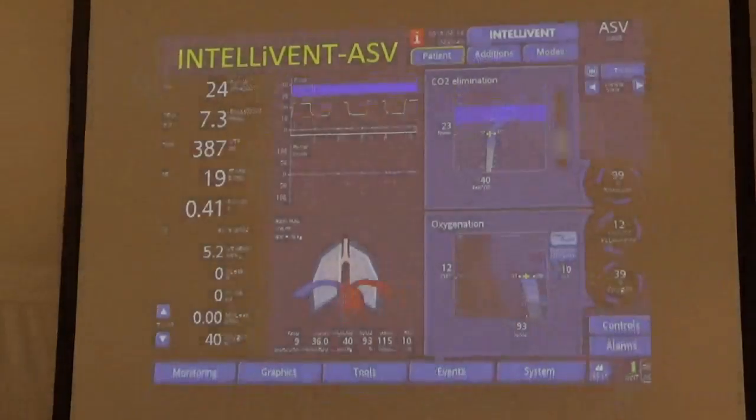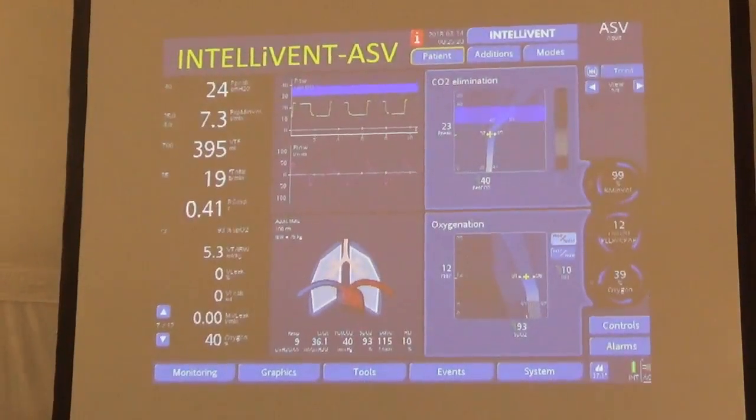So how can closed-loop ventilation help? INTELLIVENT-ASV is a full closed-loop ventilation mode that manages both the ventilation parameters and the oxygenation parameters in passive and spontaneous breathing patients. So it's quite simple. The user has to set a target end-tidal CO2. The ventilator will measure the end-tidal CO2 of the patient and adjust the target minute volume to keep the patient end-tidal CO2 in the range.